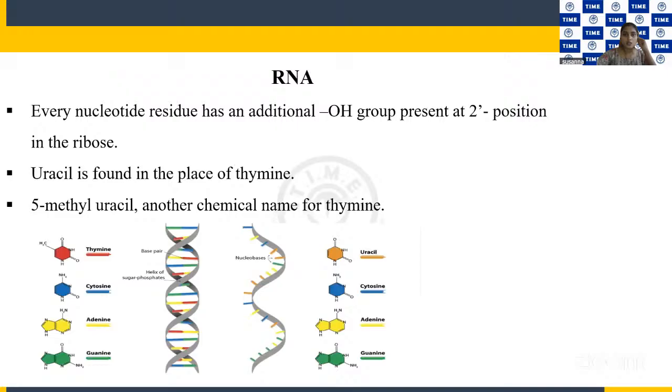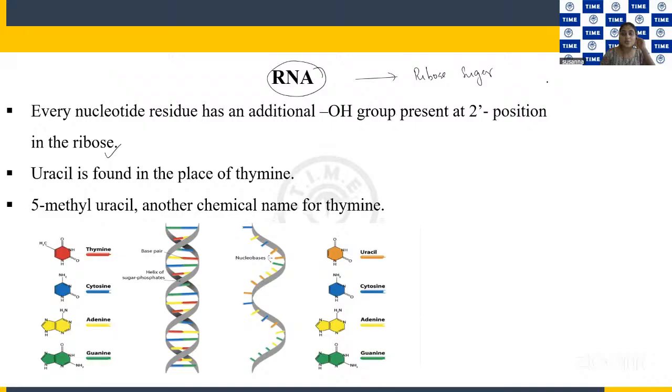So next we are going into RNA. Till now we were studying DNA, and now we are going into RNA. So let's learn this. Every nucleotide residue has an additional OH group present at the 2' position in the ribose. When you take the case of RNA, we said that the pentose sugar found is ribose sugar, right? And in the case of DNA, we said it is deoxyribose sugar.